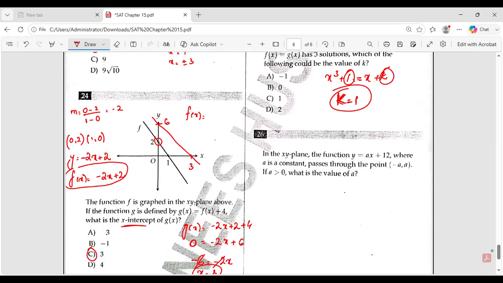Yes, so sir, last: in the xy plane, the function y is equal to ax plus 12, where a is a constant, passes through the point (−a, a). If a is greater than 0, find out the value of a.